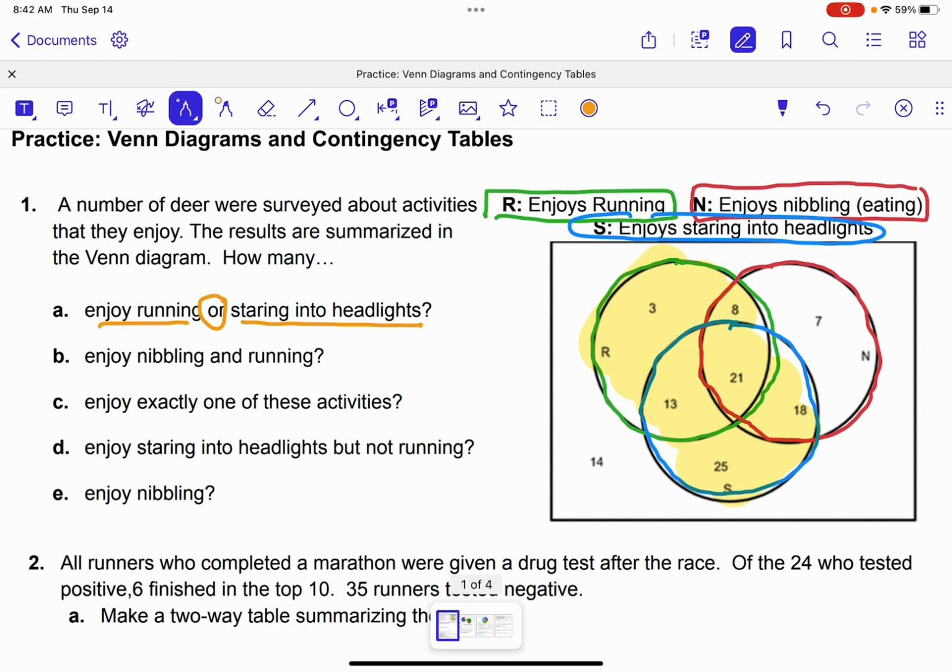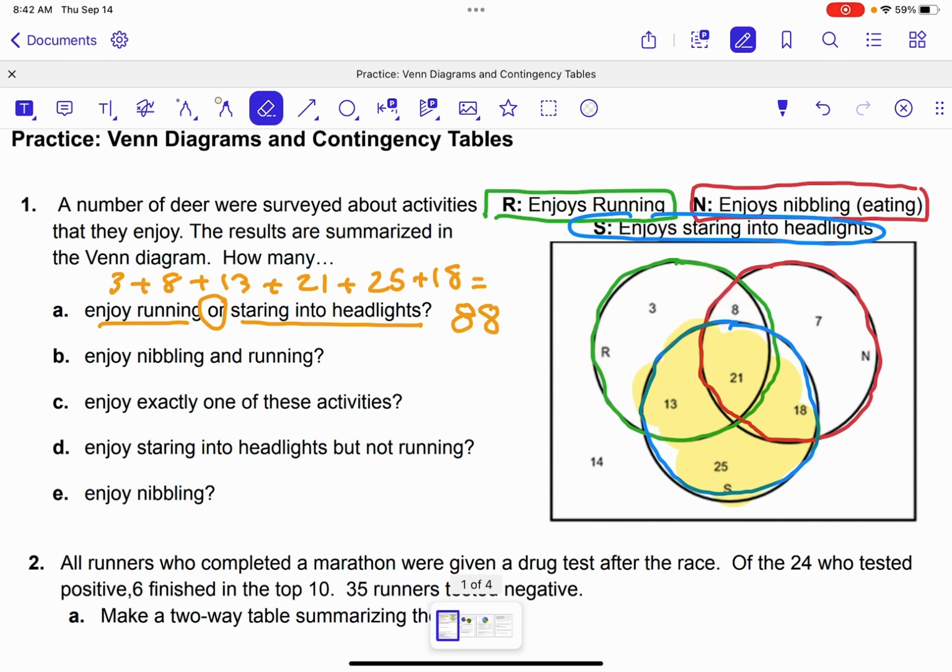And so to figure this out, we would add up all those values. So it's like 3 plus 8 plus 13 plus 21. Those are all the ones in the running circles. And then we also have that 25 and the 18 that are in the staring into headlights. And so if you added up all those numbers, we would end up with 88 deers. And so ors tend to be large values because it's so open-ended.